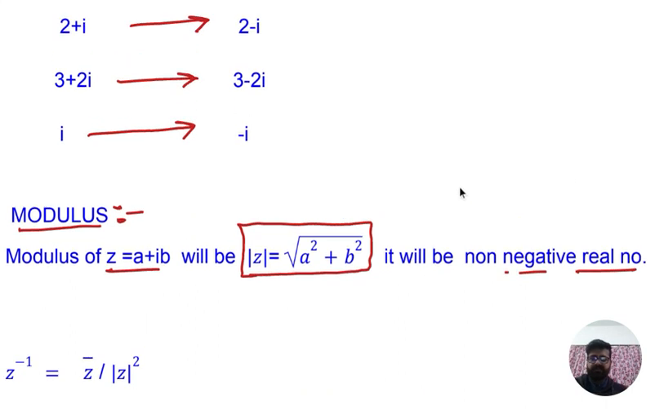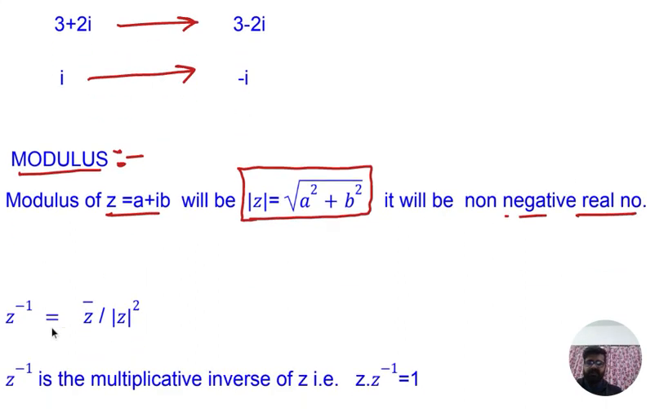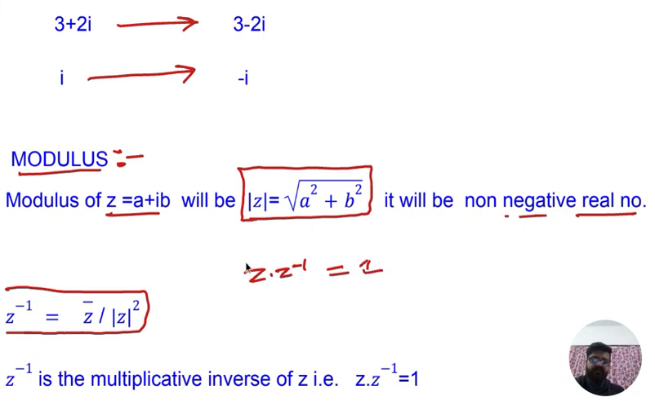Now come to this. There is z inverse and it is equal to this. My dear friend, if there is a complex number z, there will be a multiplicative inverse. Listen carefully. What is a multiplicative inverse? If I multiply that complex number with this, then I will get 1. So this is our multiplicative inverse.